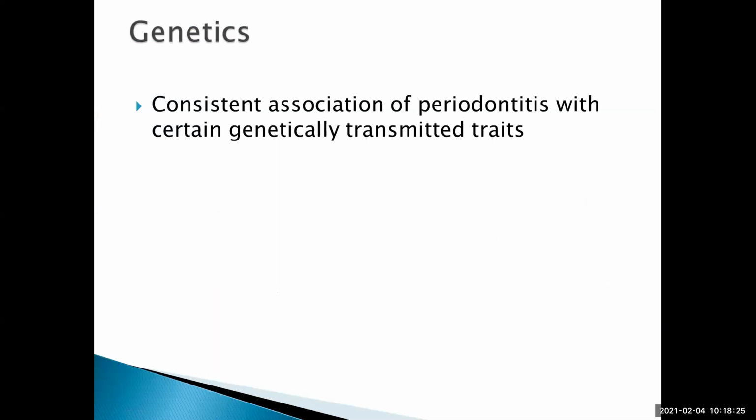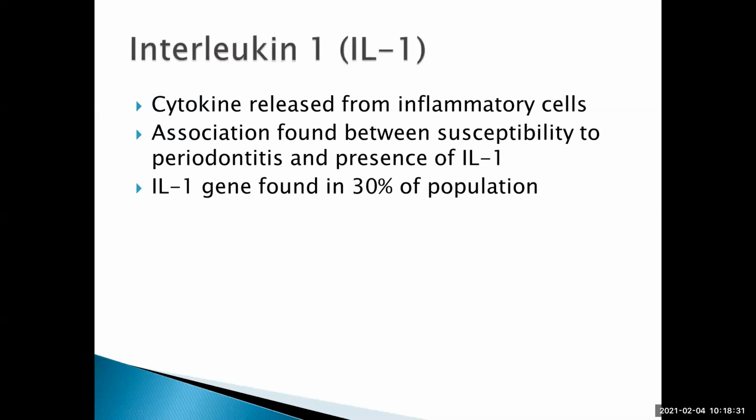All right, so genetics. Predisposing factors. One of them is interleukin 1. You need to know about this. Interleukin 1 is a cytokine released from inflammatory cells. Okay, a cytokine. Remember what that is from last week? It's kind of how the cells communicate with each other. There's an association found between susceptibility to periodontitis and the presence of interleukin 1.